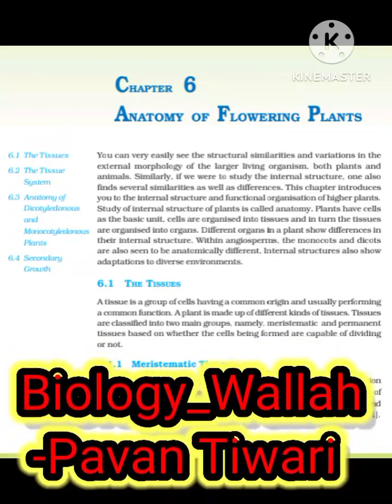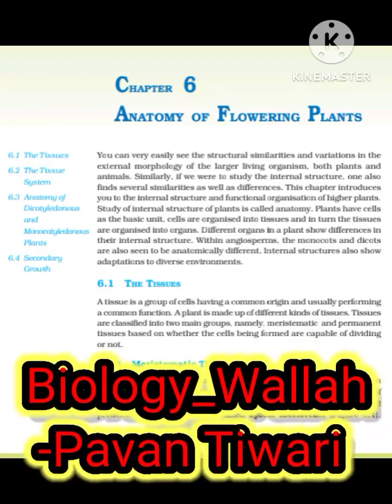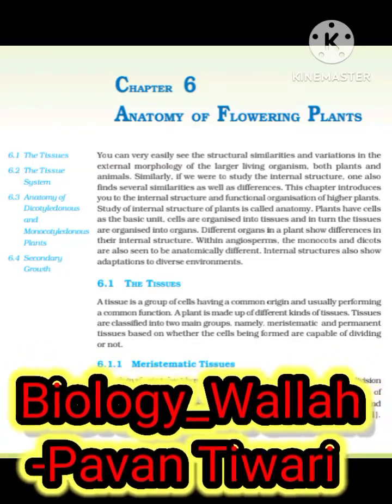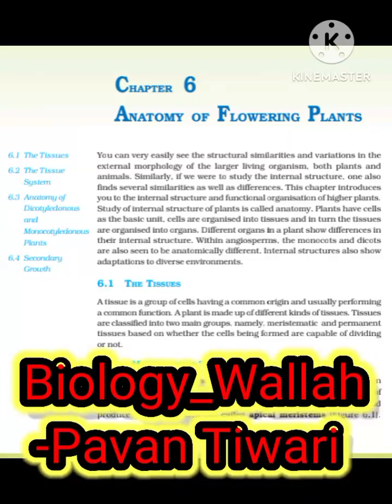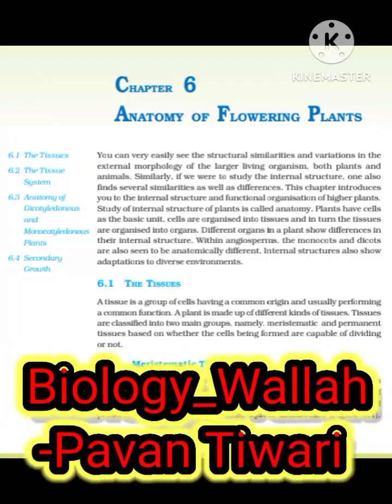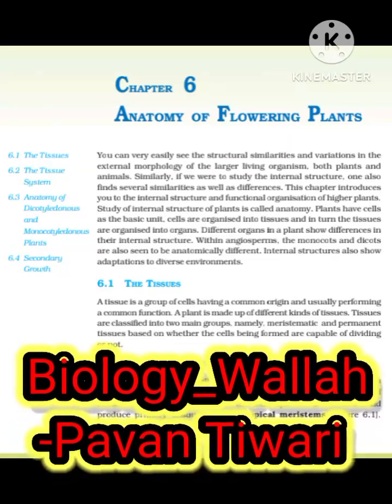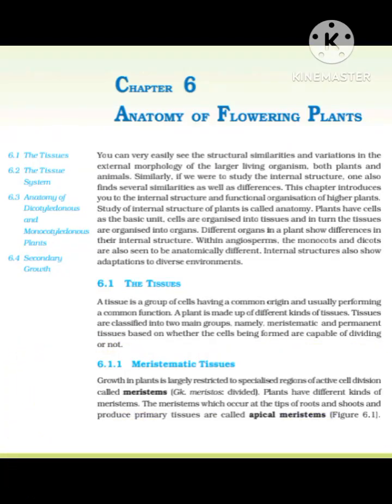NCERT Audio Book 84 Biology. Chapter 6: Anatomy of Flowering Plants. 6.1 The Tissues, 6.2 The Tissue System, 6.3 Anatomy of Dicotyledonous and Monocotyledonous Plants, 6.4 Secondary Growth. You can very easily see the structural similarities and variations in the external morphology of the larger living organism, both plants and animals.